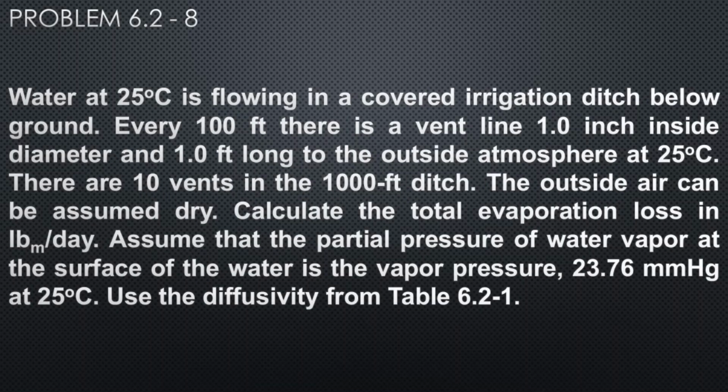The problem states that water at 25 degrees Celsius is flowing in a covered irrigation ditch below ground. Every 100 feet, there is a vent line 1 inch inside diameter and 1 foot long to the outside atmosphere at 25 degrees Celsius. There are 10 vents in the 1,000 foot ditch. The outside air can be assumed dry. Calculate the total evaporation loss in pound mass per day.